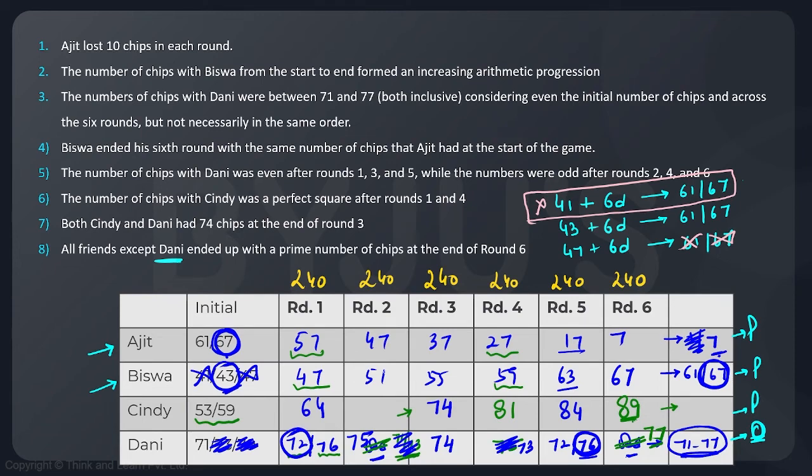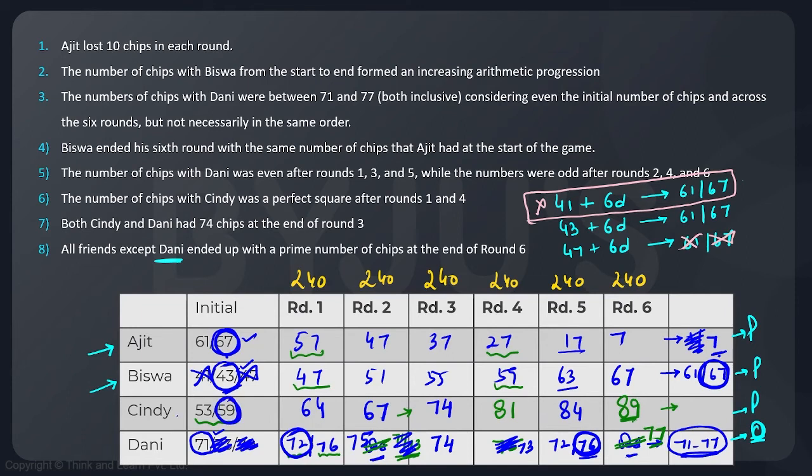Let's do it. 7 plus 1, 8 plus 5, 13. And then 9 plus 7, 16. That is 173. And 173 subtracted from 240 will give me 67 over here. Okay, everyone. And similarly, initially, I have 67 plus 43, which is 110, plus 71, it is 181. 181 subtracted from 240 will give me 59 as the initial number of chips with Cindy.